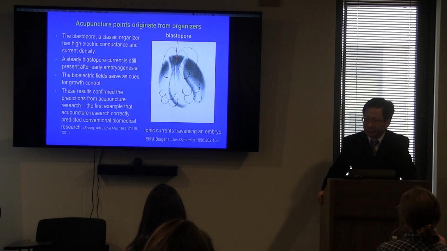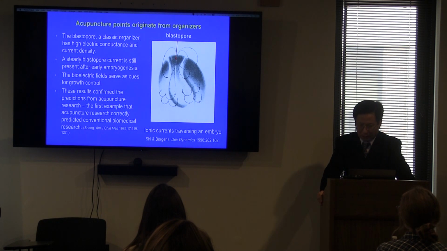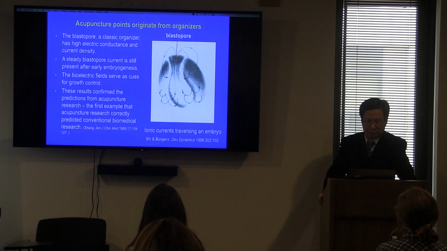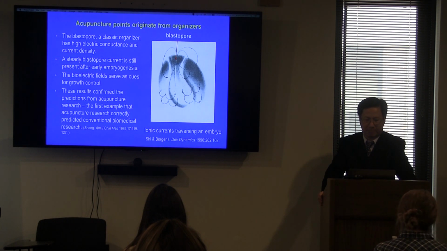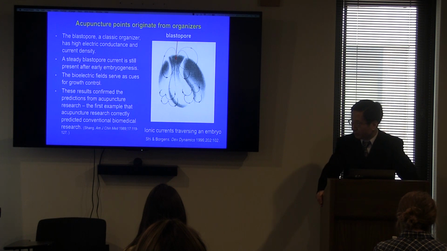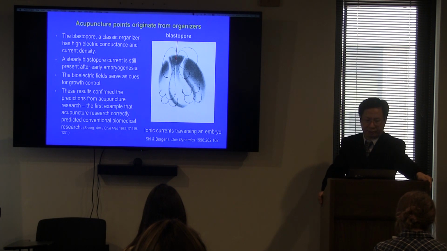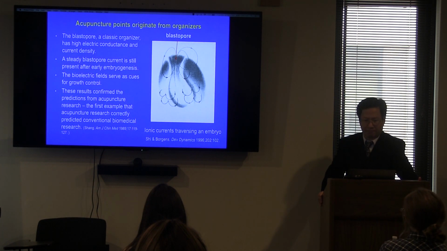And it was predicted from the acupuncture model that you should find high density of electric current and high intensity of the electric field at the tip of the blastopore. That was first predicted in the late 80s and was confirmed by developmental biologists in the mid-90s. So this is the first time that a biological model of acupuncture can actually predict research findings in conventional biology.